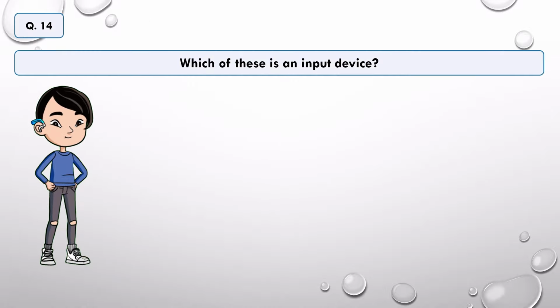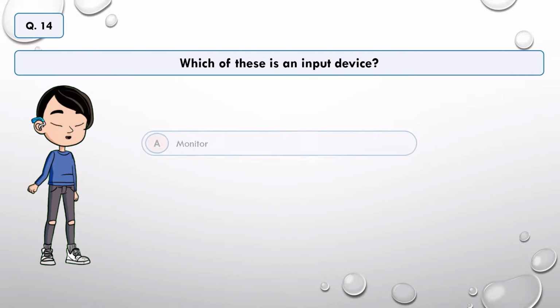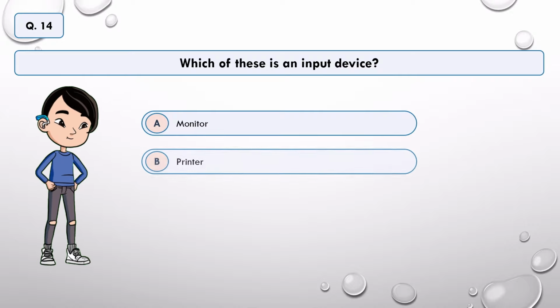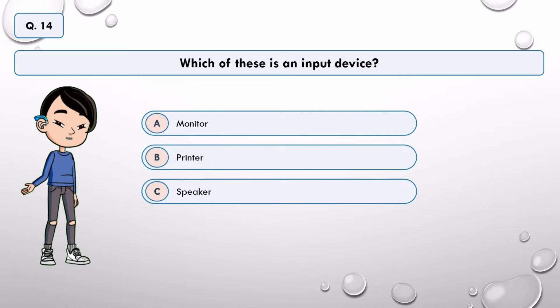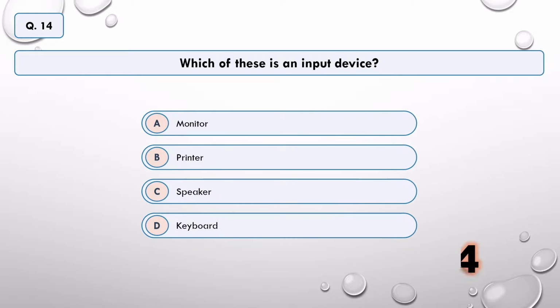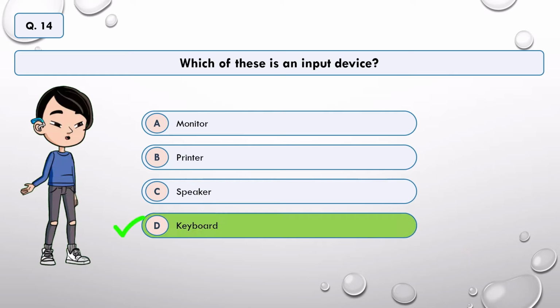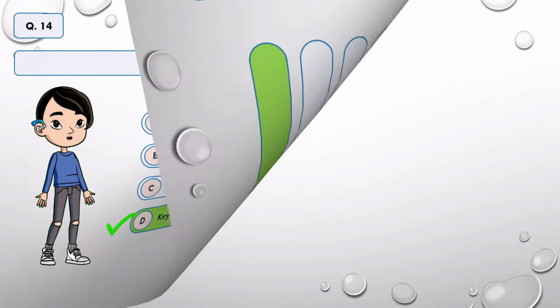Question 14. Which of these is an input device? Options are A. Monitor, B. Printer, C. Speaker, D. Keyboard. Answer is keyboard.